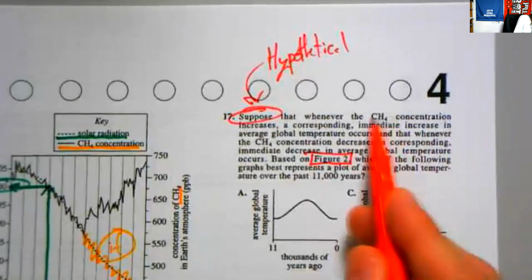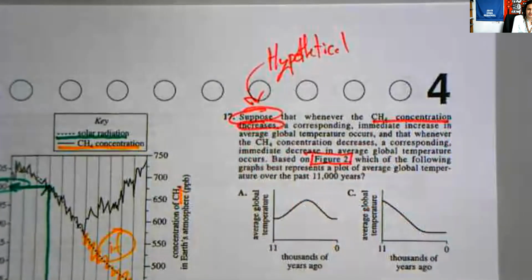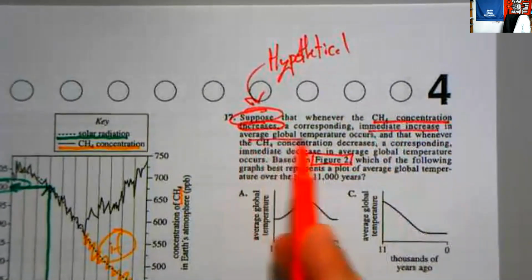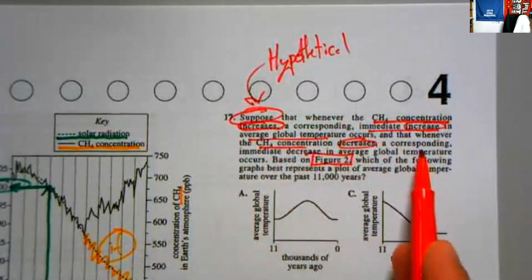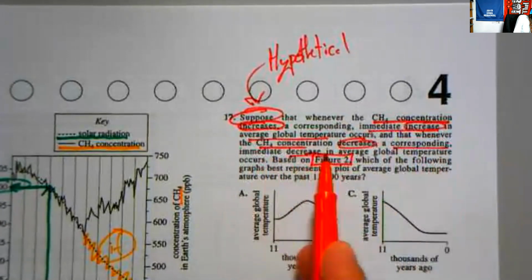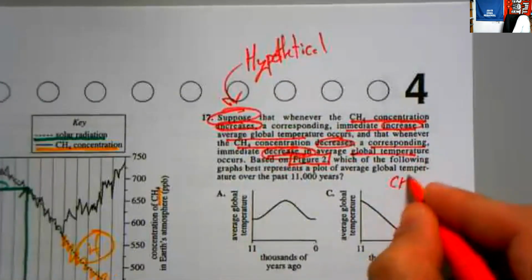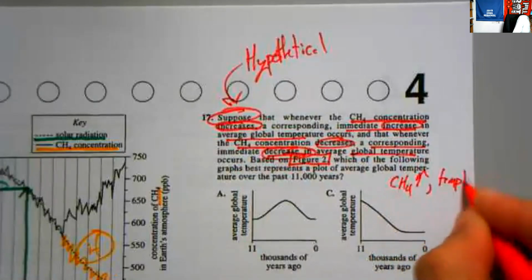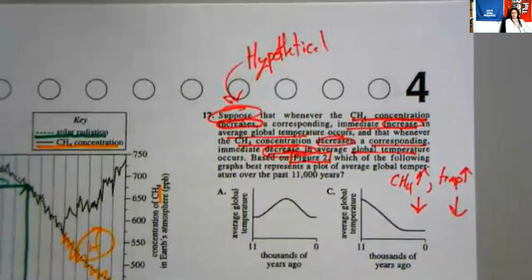Suppose that whenever CH4 concentration increases, that's a math word, we have an immediate increase in temperature. And whenever CH4 decreases, we have a corresponding decrease in temperature. So what is that? When CH4 goes up, temp goes up. And when CH4 goes down, temp goes down. That's what that's telling you.